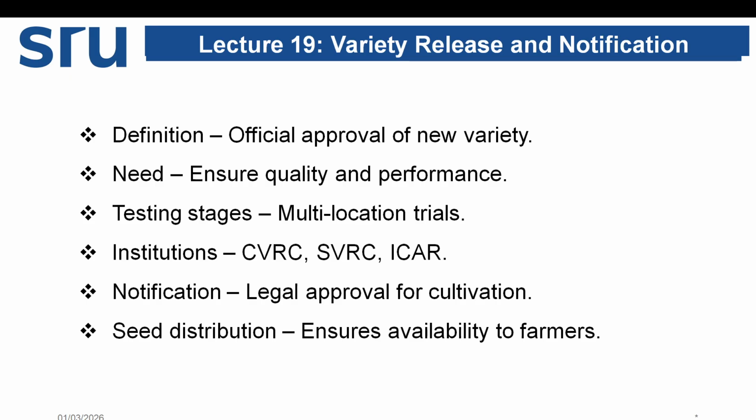In the 19th lecture, we will see variety release and notification. What is the need? What is the definition? That is official approval of a new variety. Notification means legal approval for cultivation. Then the testing stages: multi-location trials, and institutions like the Central Variety Release Committee, State Variety Release Committee, and Indian Council of Agricultural Research. And last, distribution of seed.